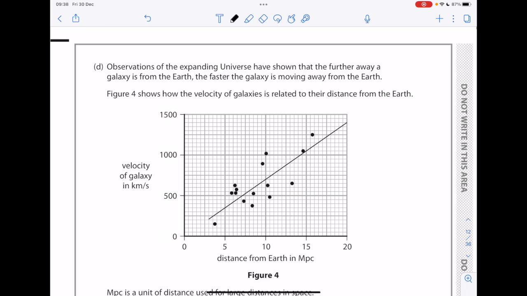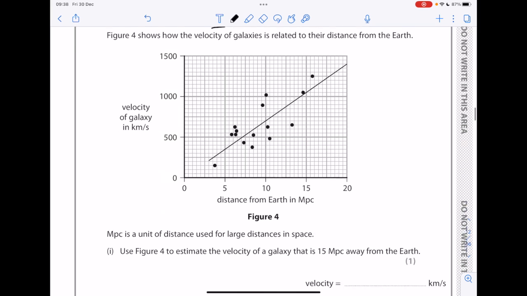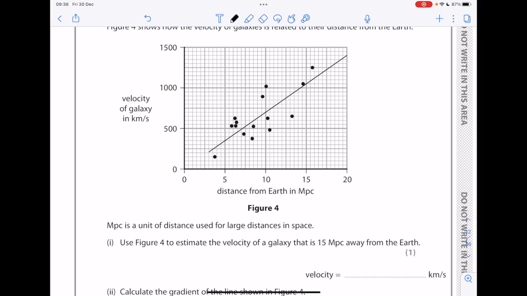Observations of the expanding universe have shown that the further away a galaxy is from the Earth, the faster the galaxy is moving away. Figure 4 shows how the velocity of galaxies is related to their distance from the Earth. Mpc is a unit of distance used for large distances in space. Use figure 4 to estimate the velocity of a galaxy that is 15 Mpc away from the Earth.